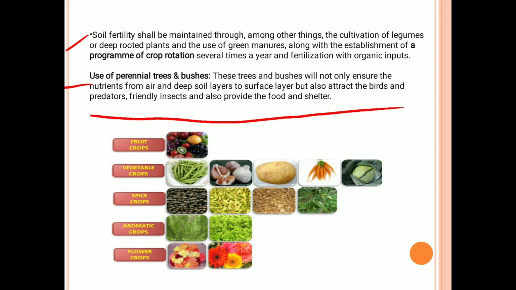Okay, these are the choices of crops and varieties that are necessary for organic farming.